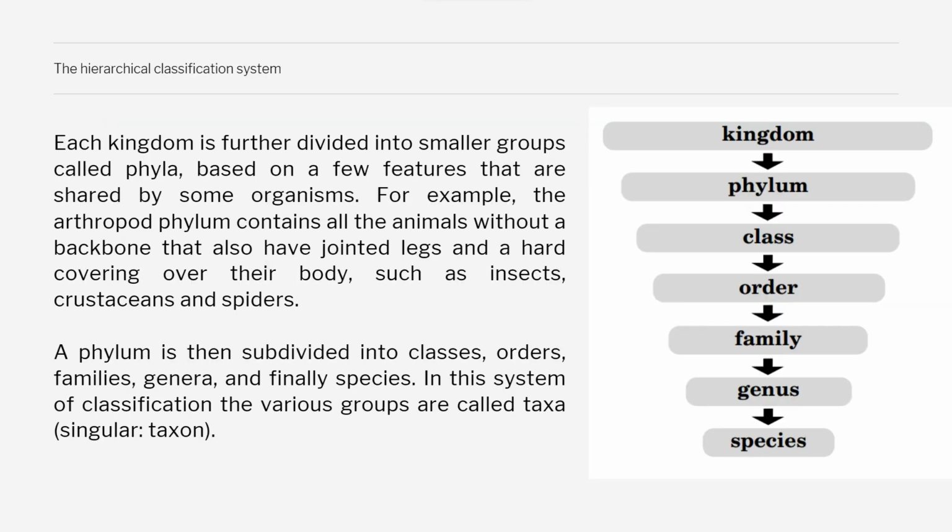Each kingdom is further divided into smaller groups called phyla based on a few features that are shared by some organisms. For example, the arthropod phylum contains all the animals without a backbone that also have jointed legs and a hard covering over their body, such as insects, crustaceans, and spiders. A phylum is then subdivided into classes, orders, families, genera, and finally species. In this system of classification, the various groups are called taxa.